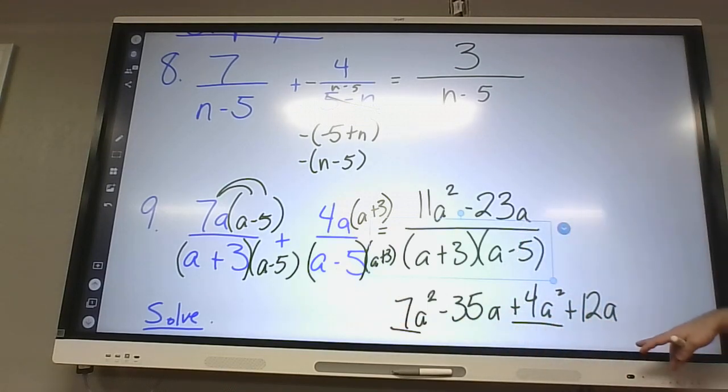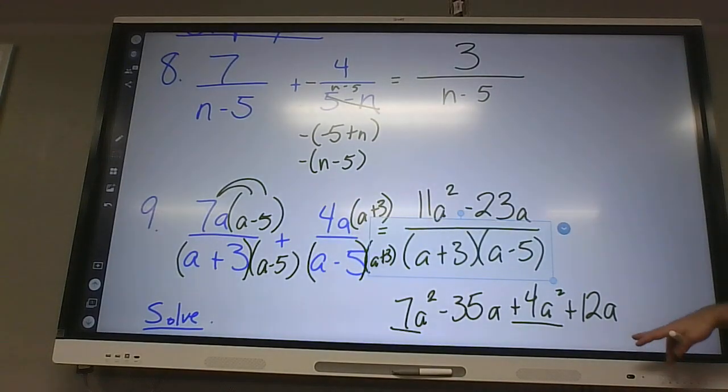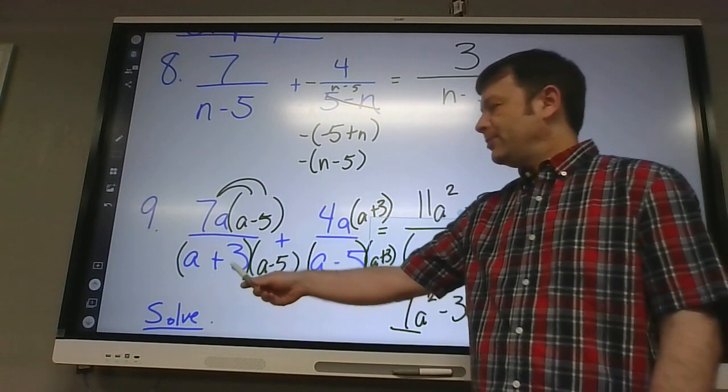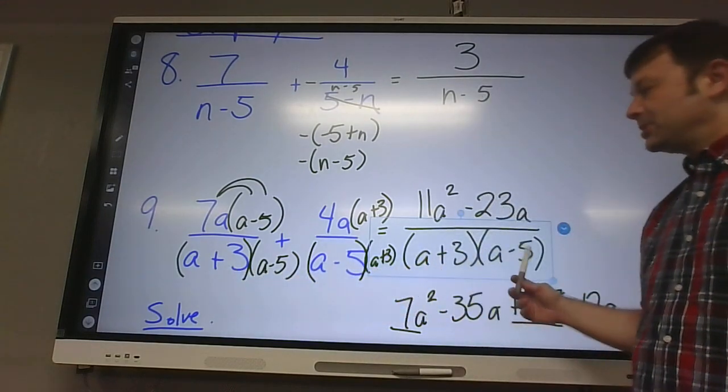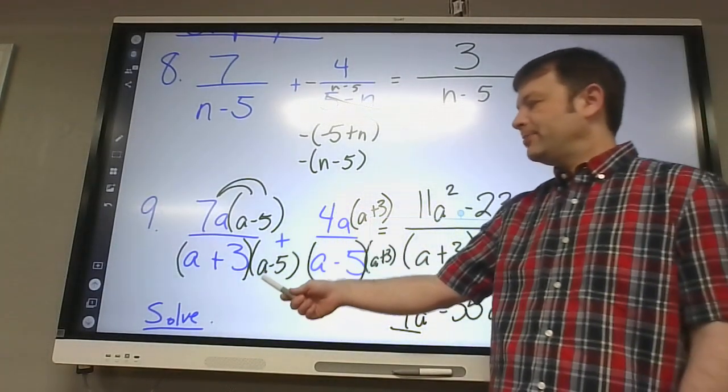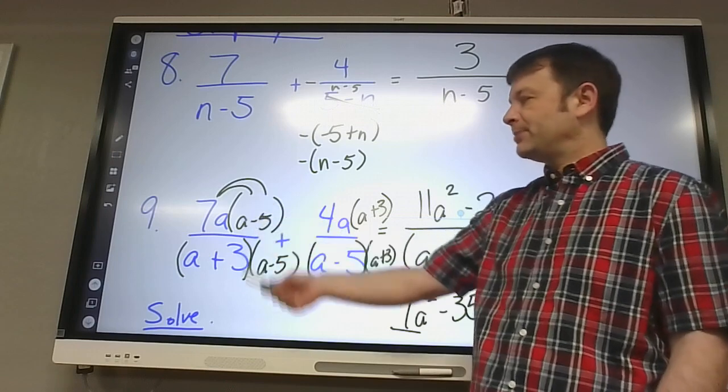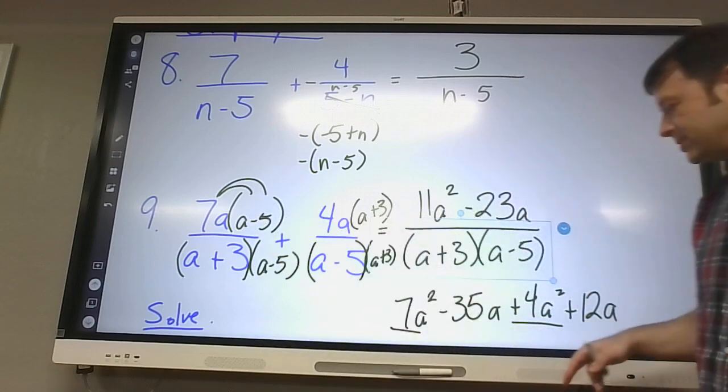Why did you know to take a minus 5 on the left and not on the right? This denominator was missing a minus 5 from the common denominator. So if you multiply the bottom by something, you have to multiply the top by the same thing. Same thing with the a plus 3 over here.